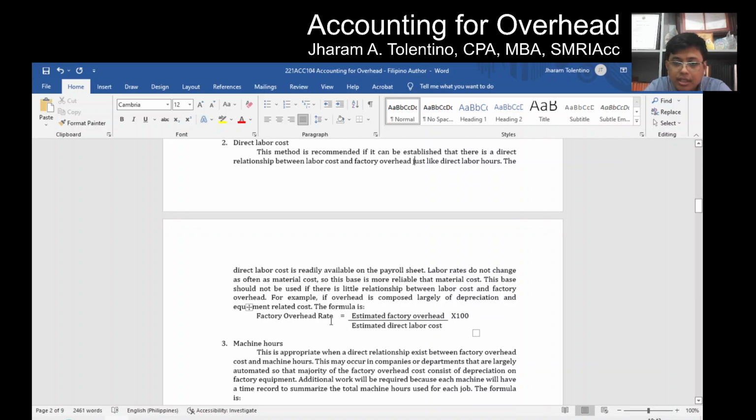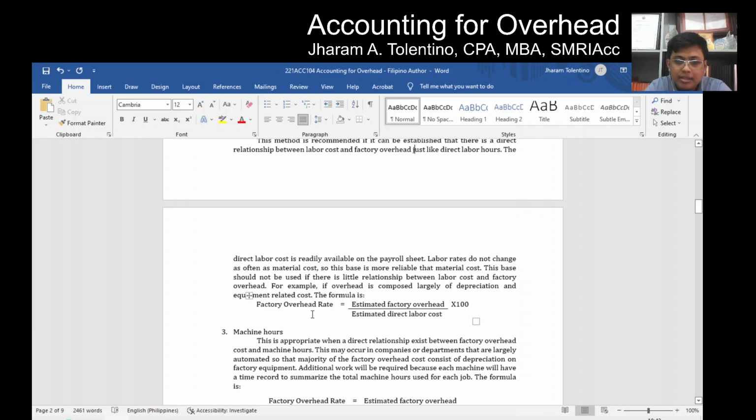Okay? Then the formula is simply predetermined factory overhead rate is equal to estimated factory overhead cost, divided by direct labor cost. So, peso divided by peso, no? Multiply natin ng 100 para makompute natin yung percentage or yung rate in percentage. Okay?